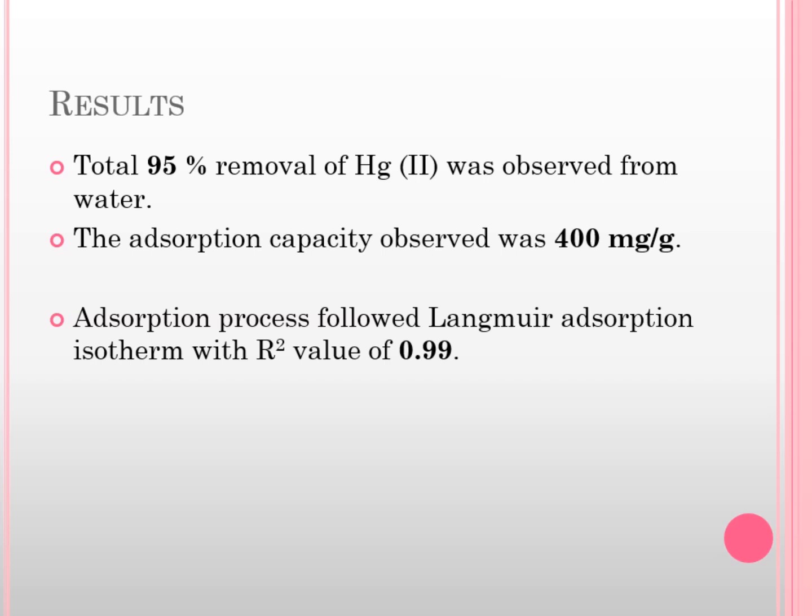The adsorption process followed the Langmuir adsorption isotherm with an R square value of 0.99. So we performed the different isotherms and it was observed that the Langmuir isotherm was the best fit for this study. Langmuir, Freundlich and Sips isotherms were studied and we found that the Langmuir isotherm has a good R square value as compared to the other isotherms.